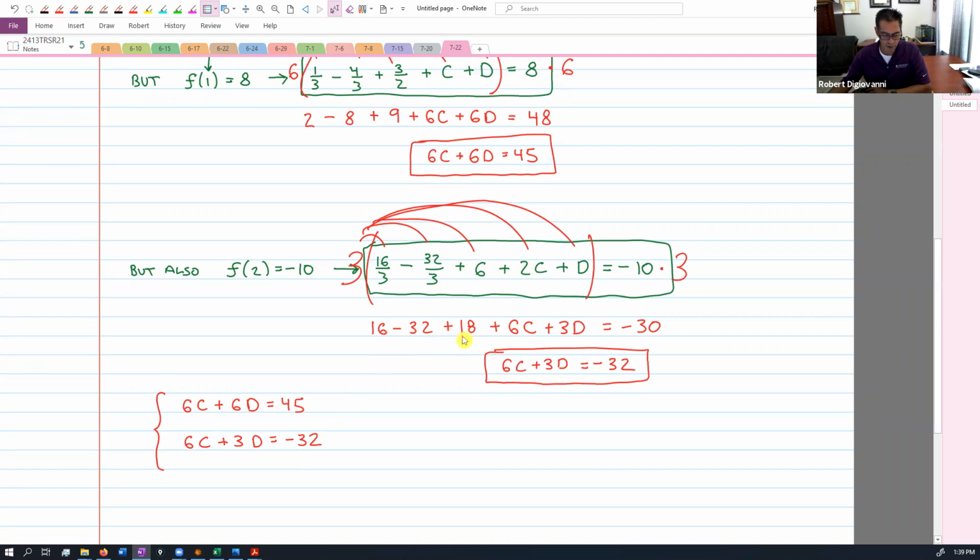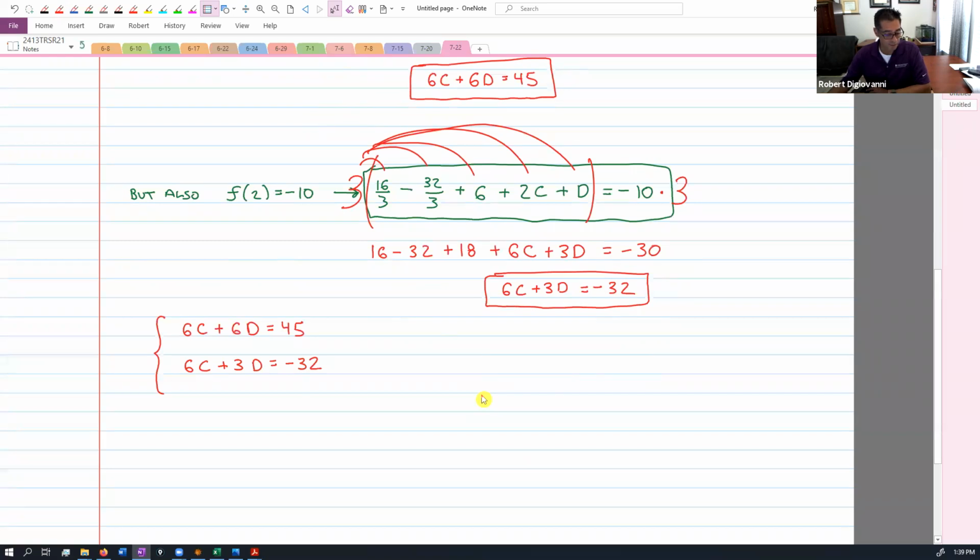-16 plus 18 was 2. I took 2 away on both sides. All right, I think I'm good. So now, when you solve a system of equations, when you have two equations and 2 unknowns, you have 2 different methods you can use. You can use elimination or substitution. It's totally up to you. I'm going to do elimination.